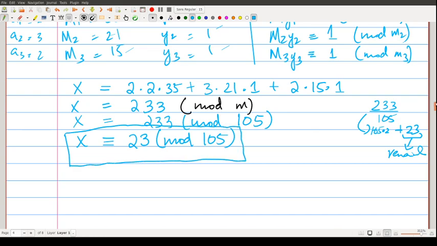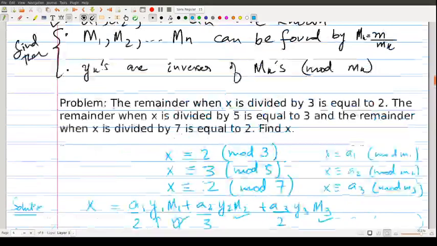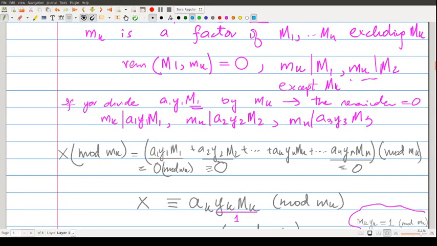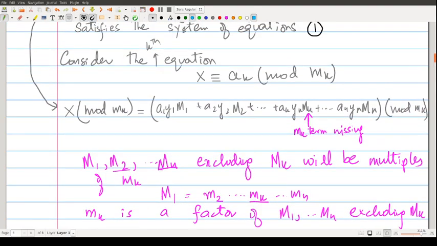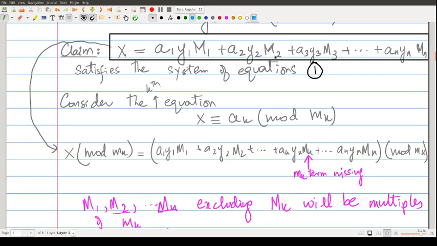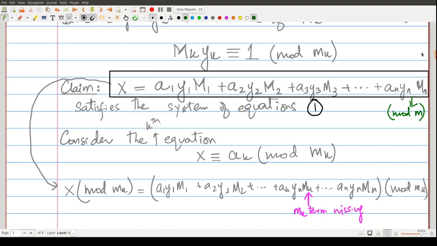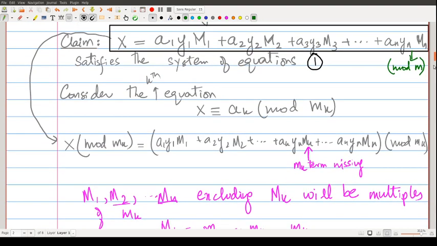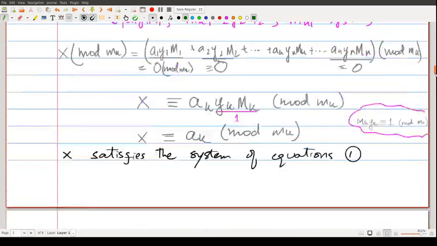So let me just add that little fact here, that this solution is x, right here, in mod m. Okay, and that's it. That's how you use the Chinese remainder theorem to find the solution to the system of equations.